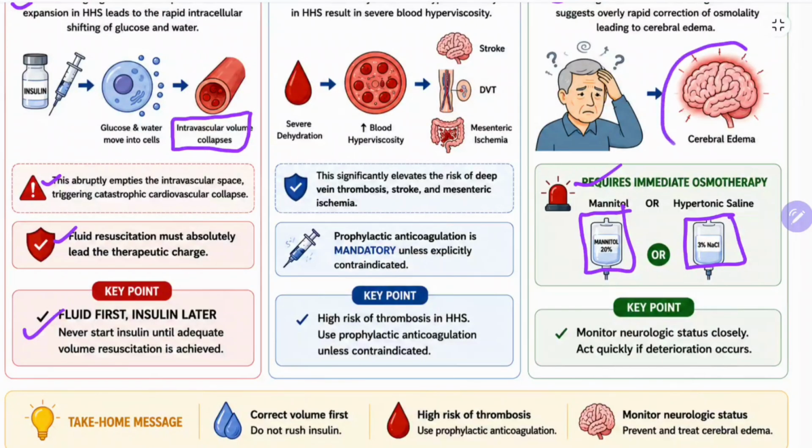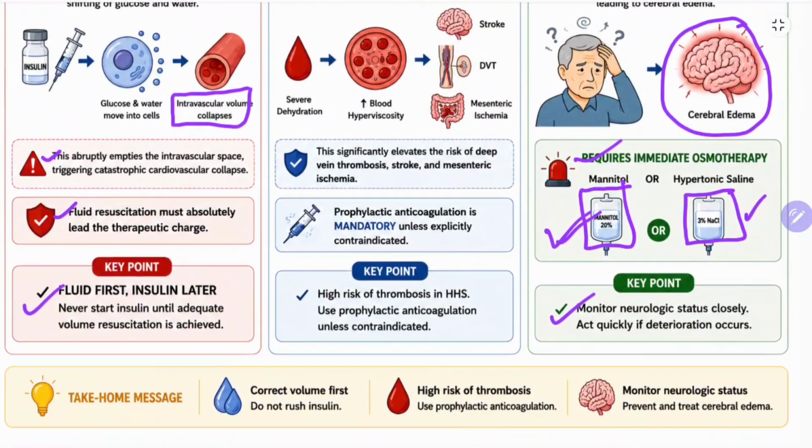So if the patient's mental state is deteriorating, then you should think that the osmolality is falling very fast, and if the patient develops symptoms in the form of focal neurological symptoms, headache, seizures, then give immediately anti-edema measures like IV mannitol or 3% sodium chloride. Monitor neurological status closely. Act quickly if deterioration occurs.